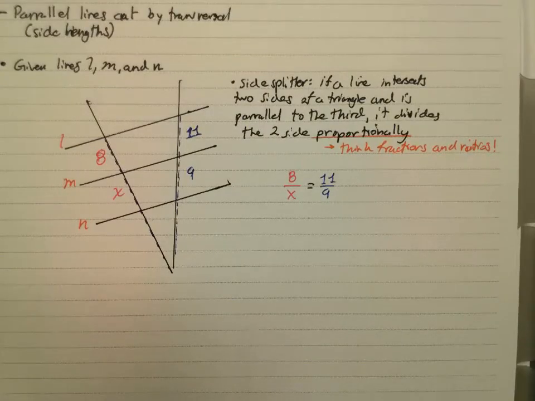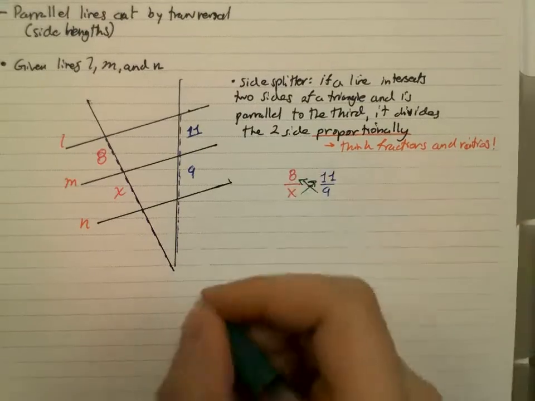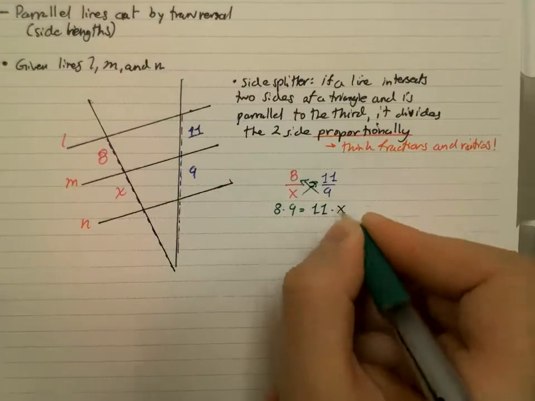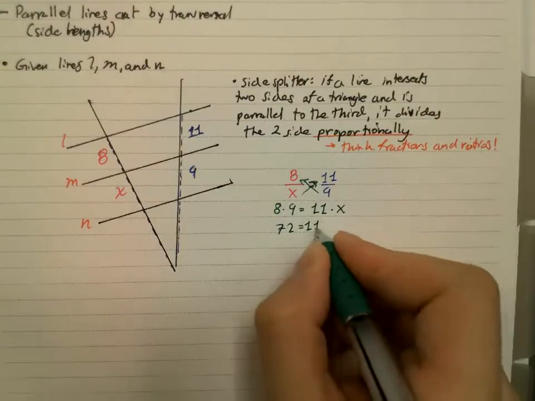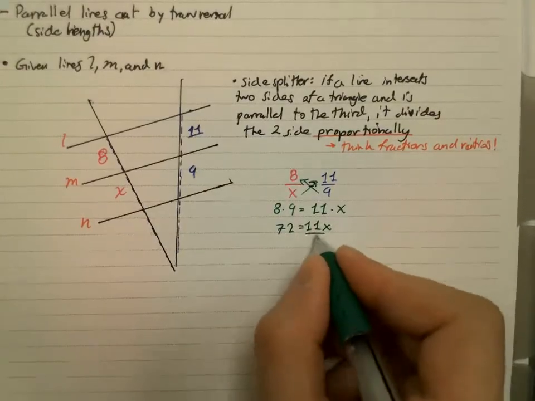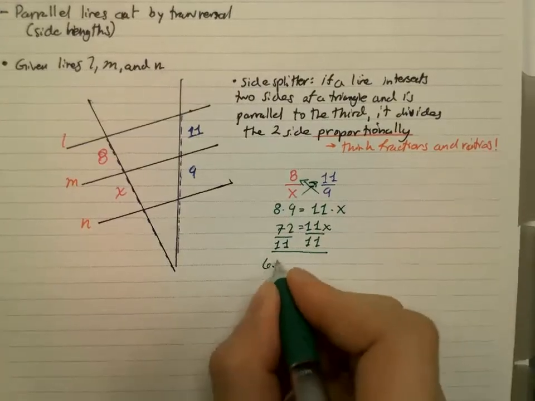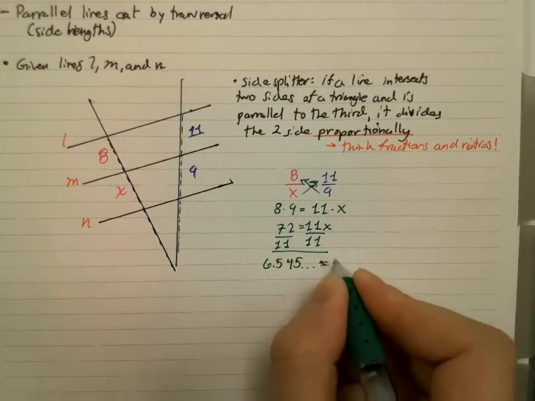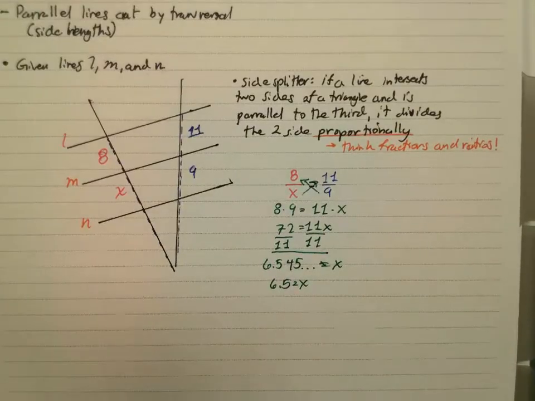Okay. First thing you're going to do here then is you're going to cross multiply. You're left with 8 times 9 equals 11 times x. It becomes 72 equals 11x. Divide by 11 from both sides. You get roughly 6.545... equals x. We can round that to 6.5 equals x. Okay.